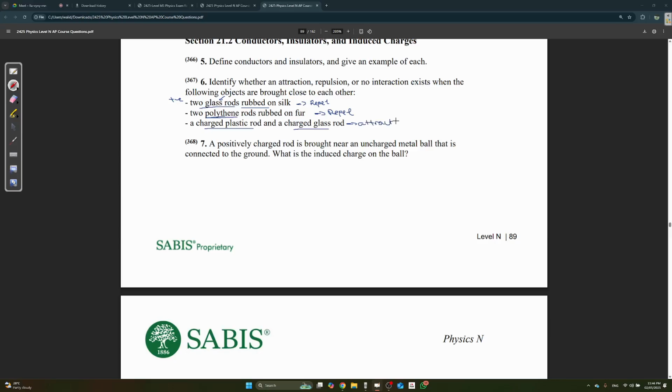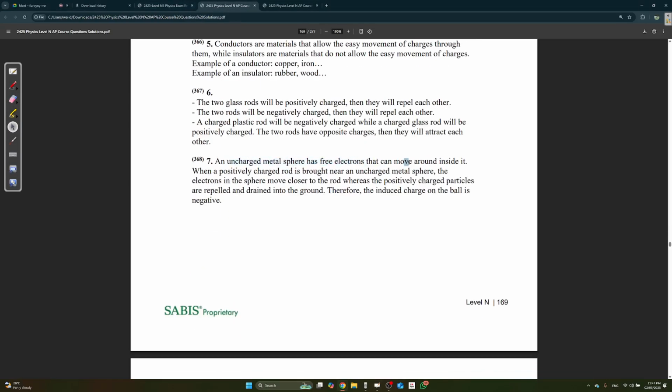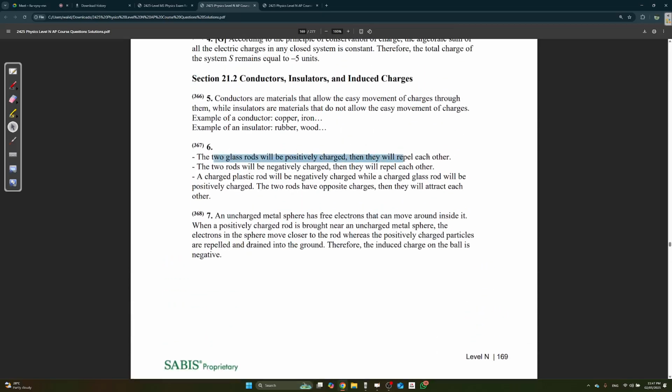Why? You might ask why. It's because glass, when rubbed on silk, becomes positive. And plastic, otherwise known as polythene, when rubbed on wool usually or fur, becomes negative. So over here you have 2 positive charges, so they're going to repel. You have 2 negative charges here, so they're going to repel, and here you have a positive and a negative, so they will attract. So let's take a look. Yes, the 2 glass rods will be positive.